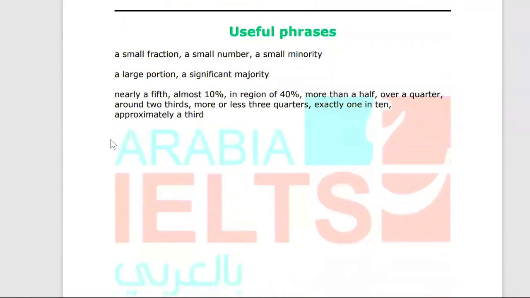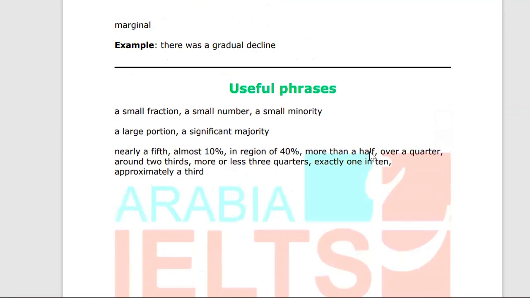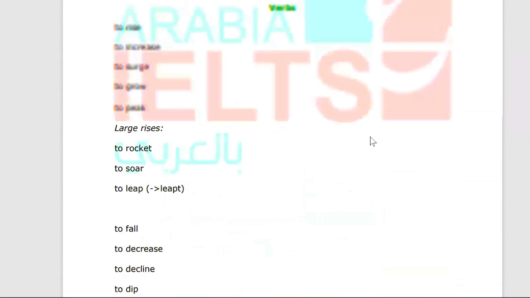So those are just useful phrases like a small fraction, a small number, a small minority. There's a small group, a large portion, or a significant majority, a large group. Okay. So you can use the percentage as it is. You can say more than a half, over a half, over a quarter, but I prefer to be really specific, okay? Not general when it comes to describing data.